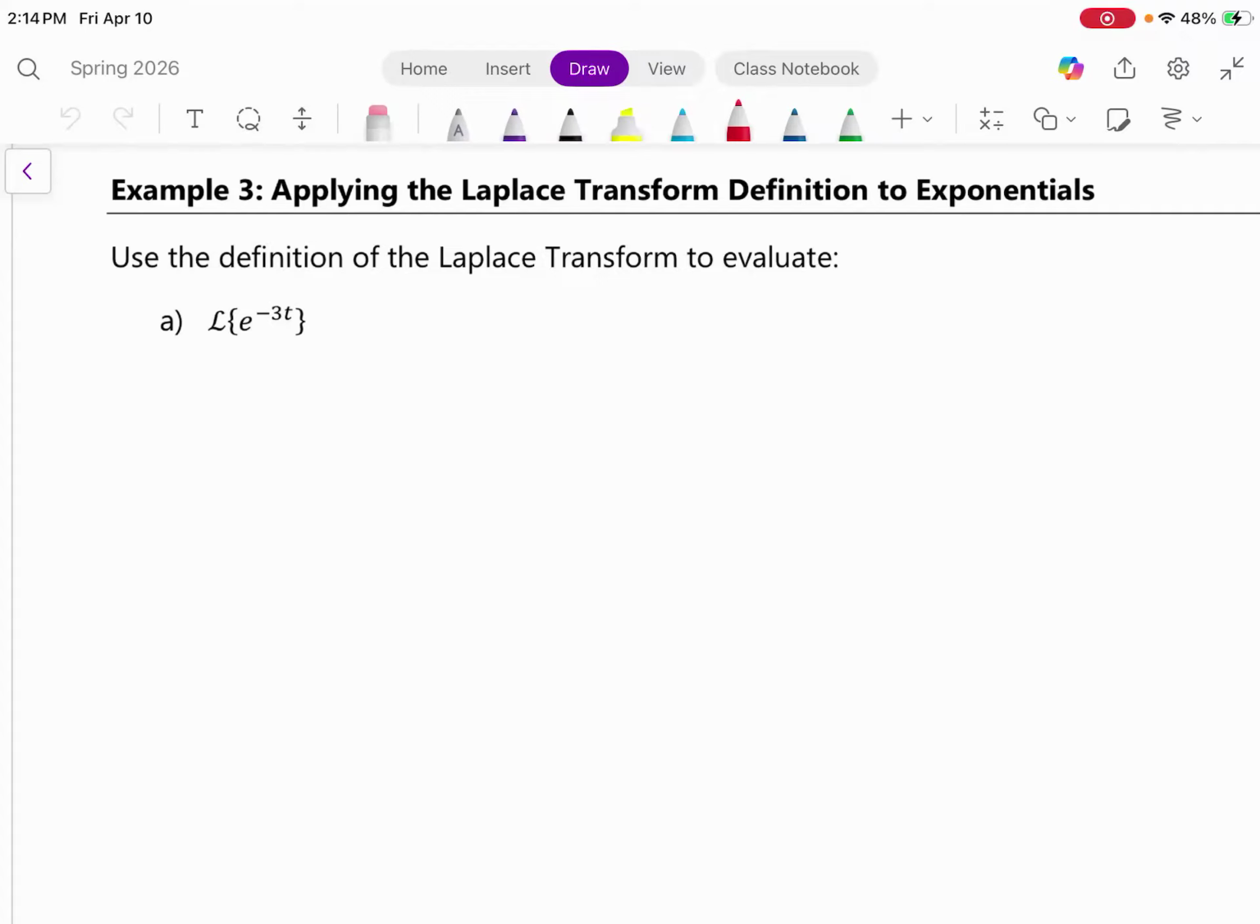In this video, we're going to take a look at applying Laplace transform to exponentials. So, using the definition of Laplace transform to evaluate some exponential functions, like example A here, e to the negative 3t.